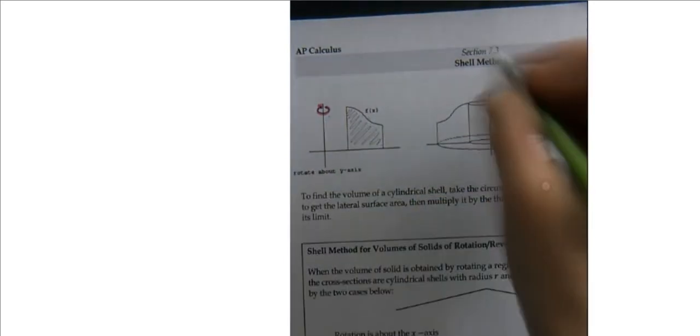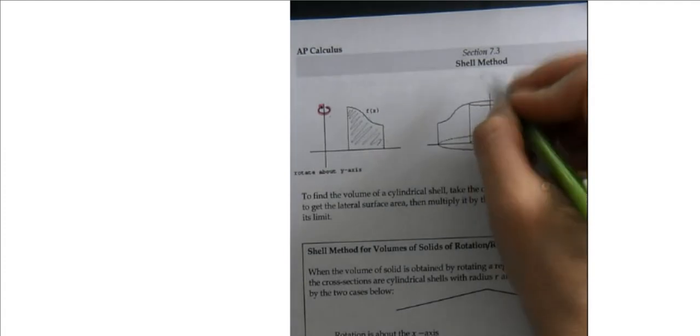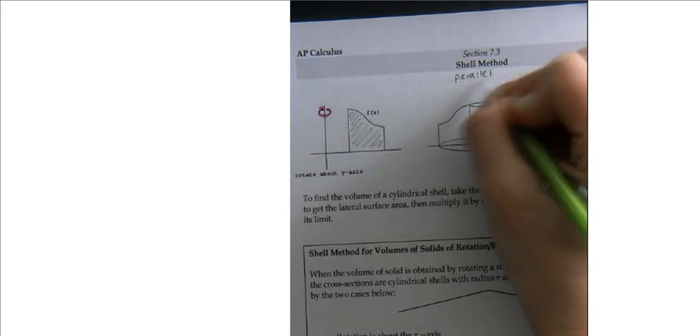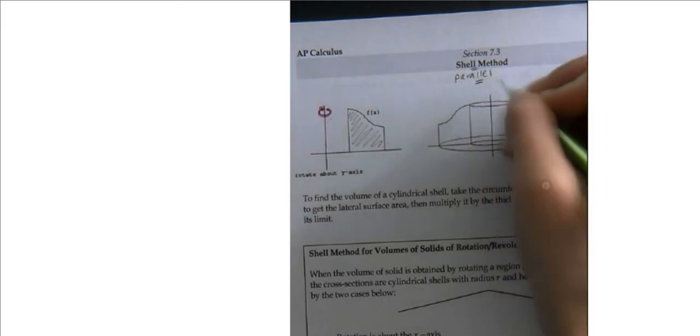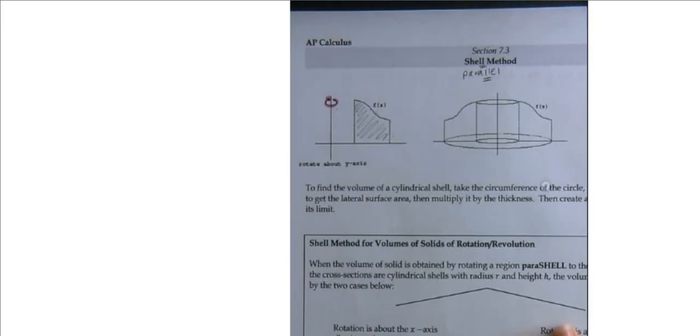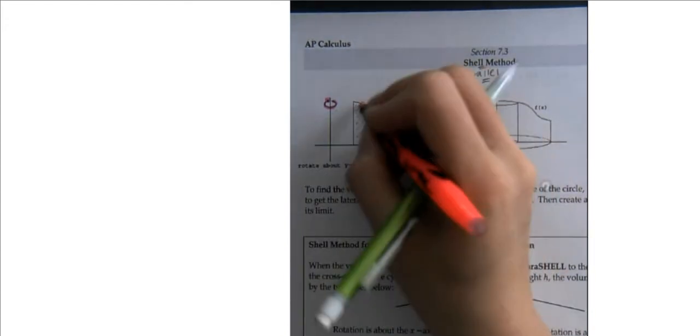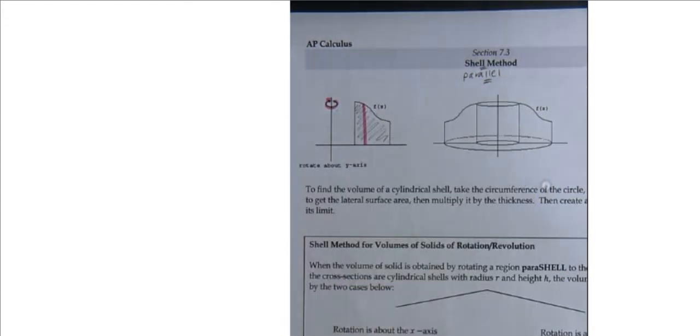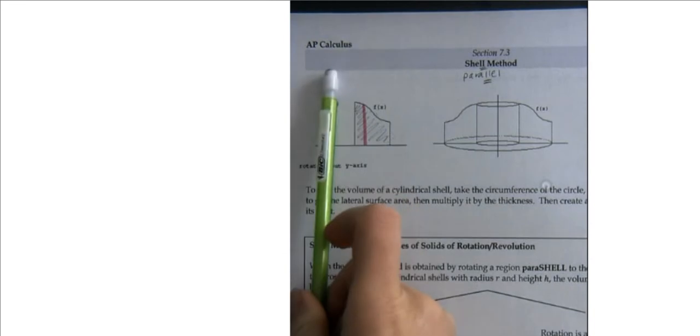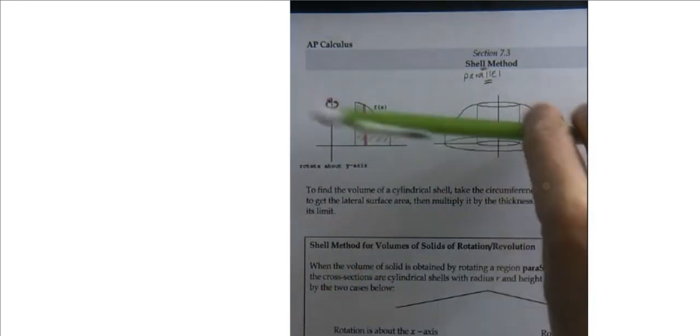A little way to remember that: remember we said perpendicular. You can also say that this is parallel. Do you see the two L's? Parashell, we'll call it. So if this is the axis of rotation, our rectangles are now parallel to the axis of rotation, where in the past they were perpendicular.